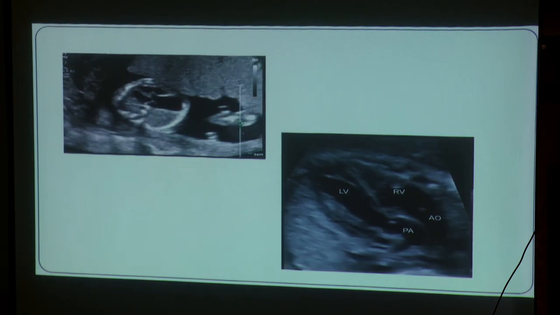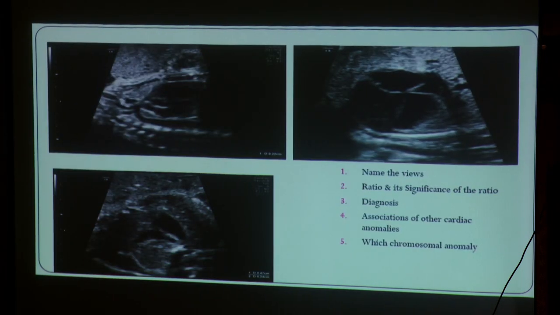This is a case with a large right atrium and dysplastic tricuspid valve. The diagnosis is Epstein's anomaly. Here we have parallel outflow tracts. This is a case of TGA, transposition of great arteries. Normally the outflow tracts will be crossing over.